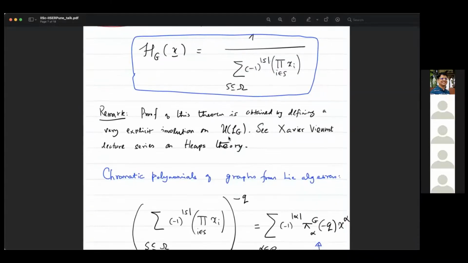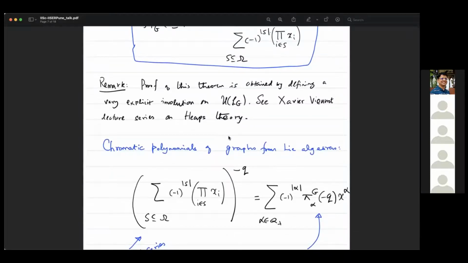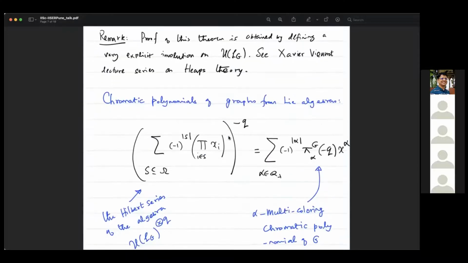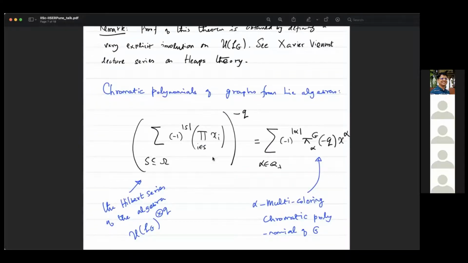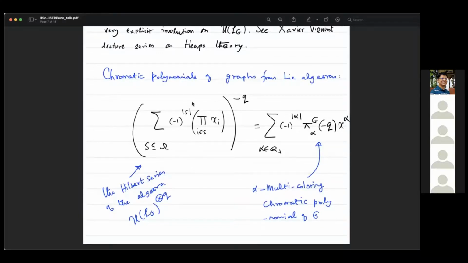One can do many things. We simply raise it to the power minus q and see what happens. Why am I raising it to the power minus q? Because I want to think of this as the Hilbert series of a tensor product. If you take U(L_G) tensored q times, then the Hilbert series of this will be the product of the individual Hilbert series, which will be just this power minus q.